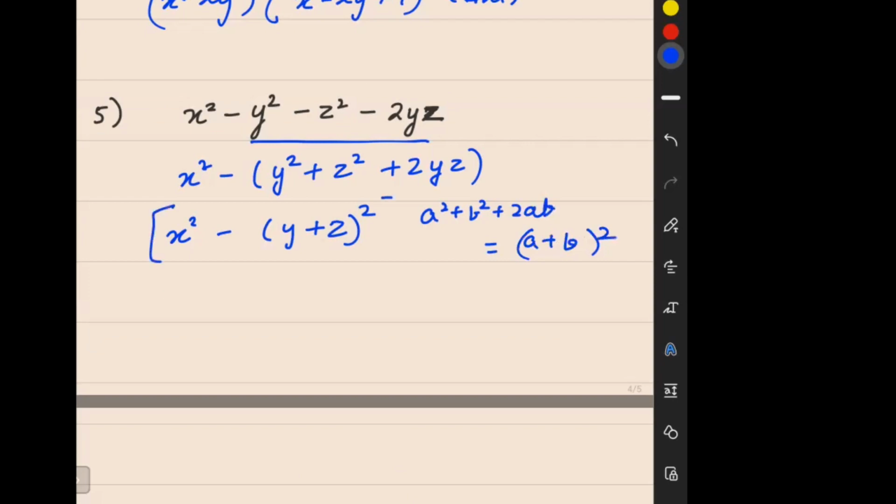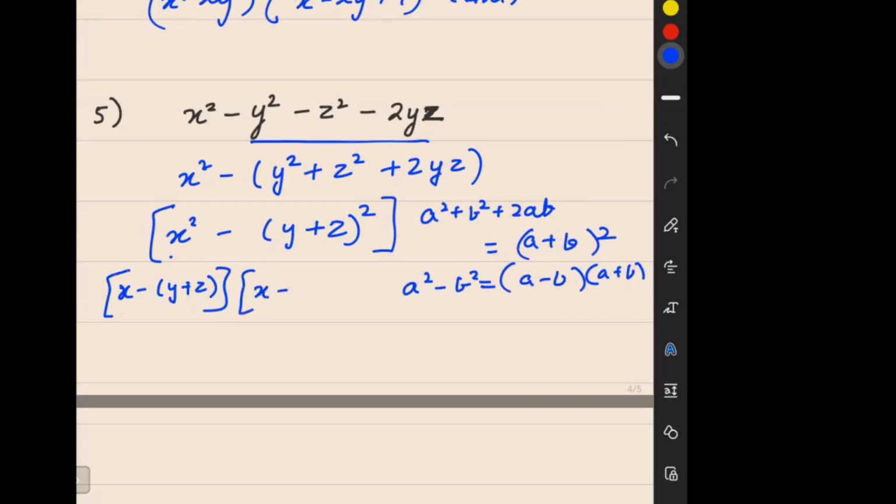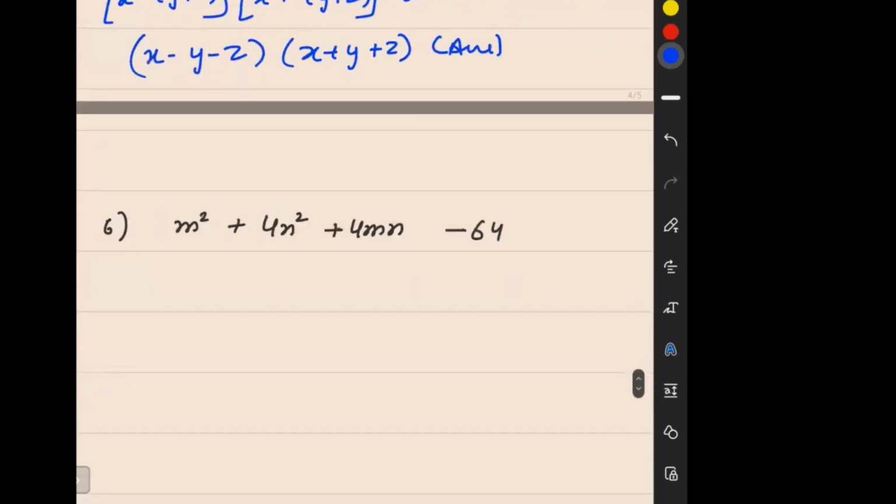So we have these two terms. Both the terms are square terms. That means again the identity can be applied. And this is of the form a square minus b square, which is (a minus b)(a plus b). So this will become (x minus (y plus z)) and (x plus (y plus z)). Opening the bracket, we get (x minus y minus z) and (x plus y plus z). That's your answer.